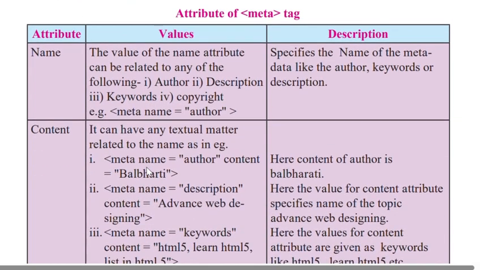Now we have the attributes of the meta tag. There are three columns: attributes, values, descriptions. The first attribute is name, and the values are author, description, keywords, copyright. They have given an example of how that attribute is used. The example is meta name equal to author. The description is that it specifies the name of the metadata, like the author, keywords, or description.